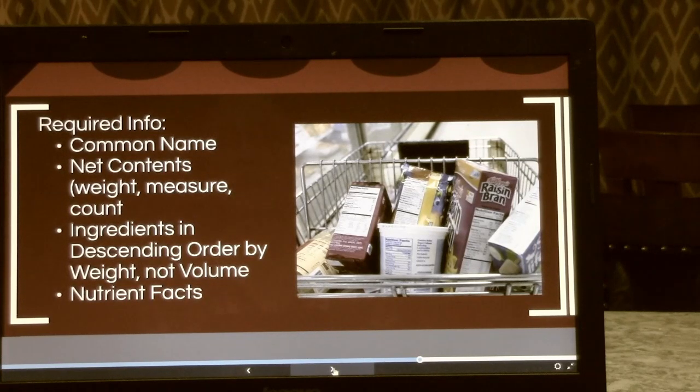And then you have to be told how much you're buying. Is it sold by weight, so many ounces or so many pounds? Is it a measure, so many cups or fluid ounces? Is it a count, where you're purchasing 16 of these things in this package? It's got to tell you some quantity for what you're purchasing. And then the ingredients, at the bottom of the nutrition label, are listed in descending order by weight, not volume.